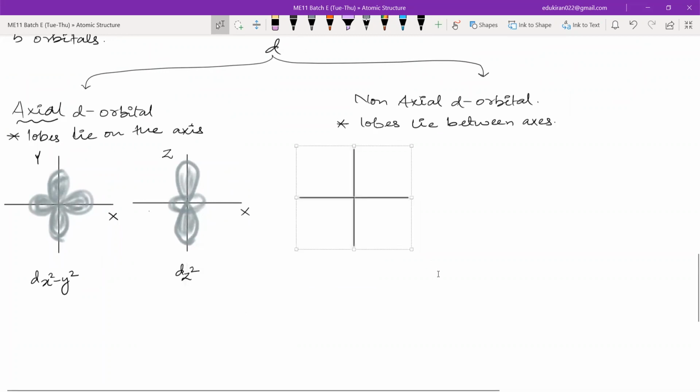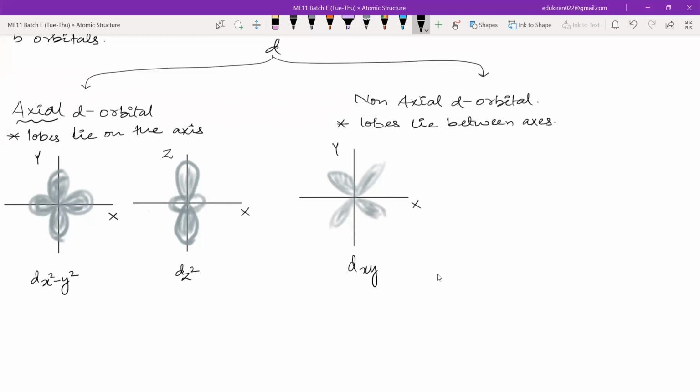Non-axial ones, we have three. They are somewhat like this. They may seem that they have a smaller electron density, but it's not like that. It's just that I cannot draw everything perfectly the same. But there will be four lobes like this. Now, if we have the lobes between the x and y axis, these are known as dxy.